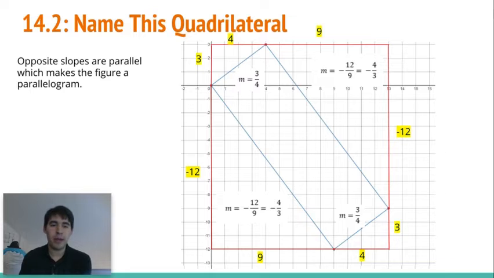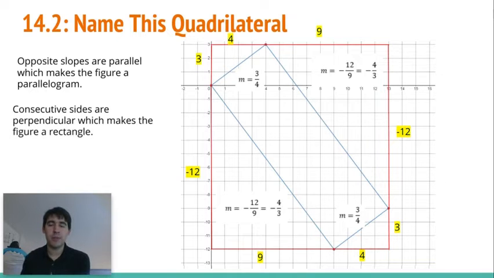But we don't stop there. We want to be as specific as we can as to what type of quadrilateral this is. We can also tell that the slopes are opposite reciprocals to each other, which means that the lines that are next to each other form right angles. They're perpendicular to each other. Since we have 4 right angles, then we know that this shape is also a rectangle.